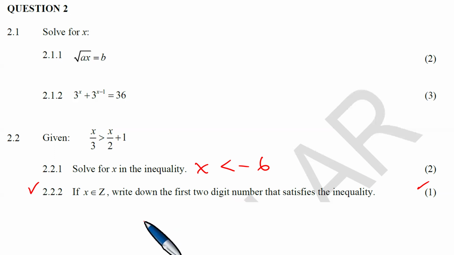Hey, nah, I get it, yeah. But which is what's happening here? Because they're saying if x is an element of z, x is an element of the set of integers. In other words, x is an integer. Write down the first two-digit number that satisfies the inequality. What do you think is the answer?